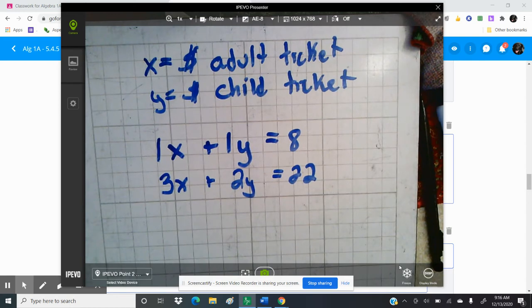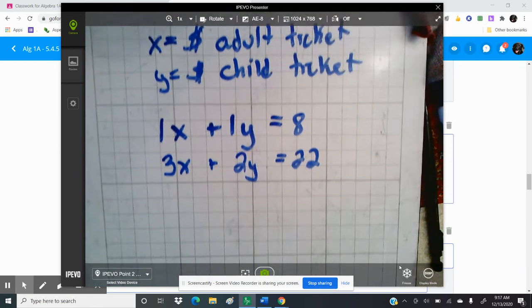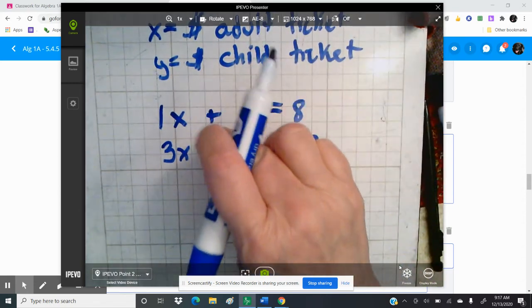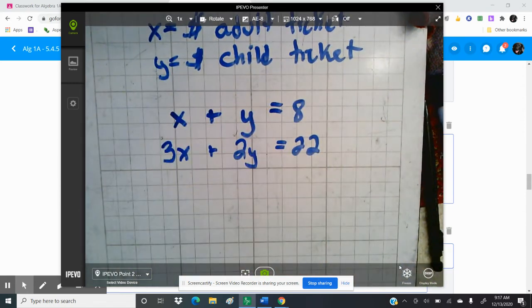Now, the two ways that you've learned to solve these equations is solving by substitution or solving by graphing. And it says in the problem you can solve it either way. I actually prefer to solve it by substitution because I think it's a little easier than graphing. So let's go ahead and do that. I don't really have to put these ones here, right? Those are kind of assumed. So I can simplify my equation and just say X plus Y equals 8.